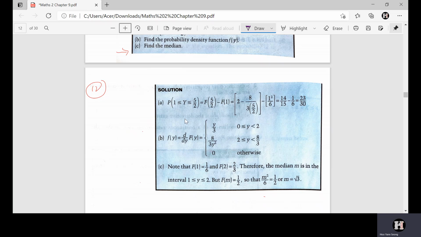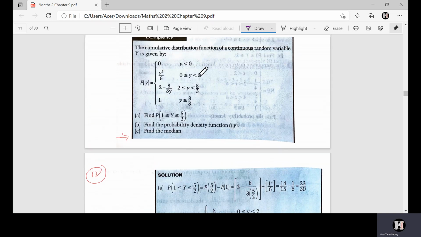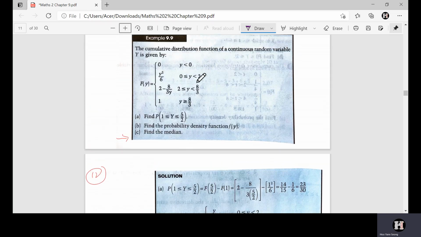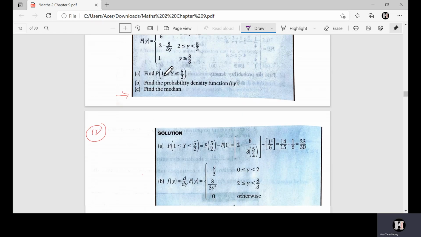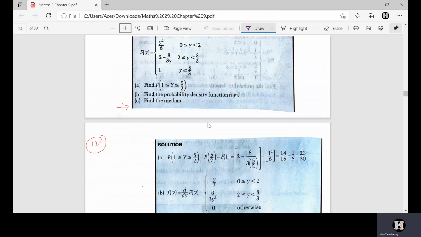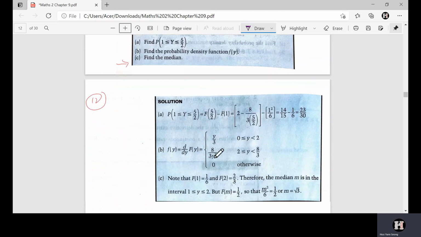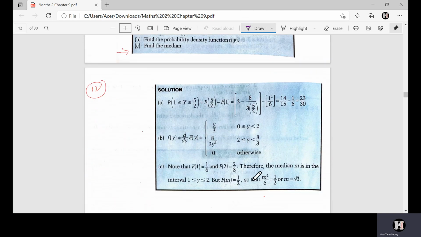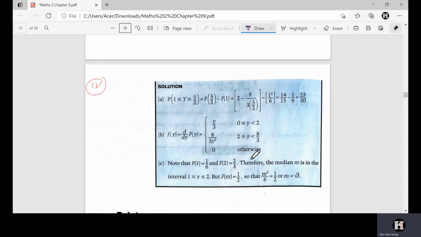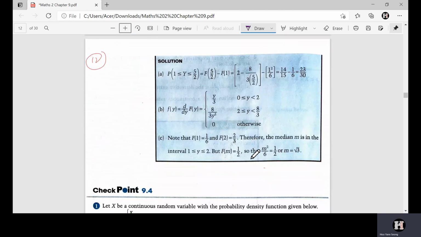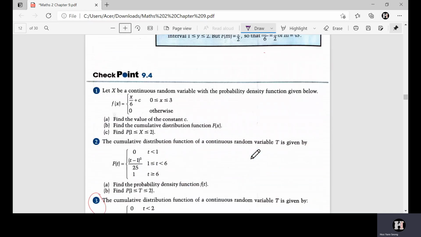And the median is very simple. Since this one is already the sum, you substitute the 2 inside here. When you substitute 2 inside here, it is 4 over 6. When you substitute 1, it's 1 over 3, and then you will find where your m is located, so you can find your m. So this one is another example.